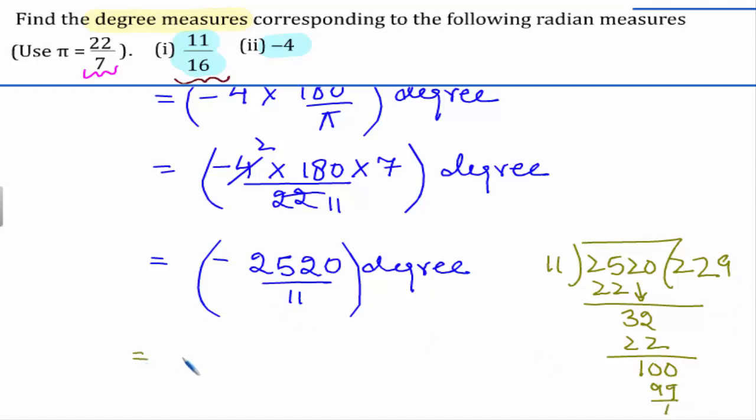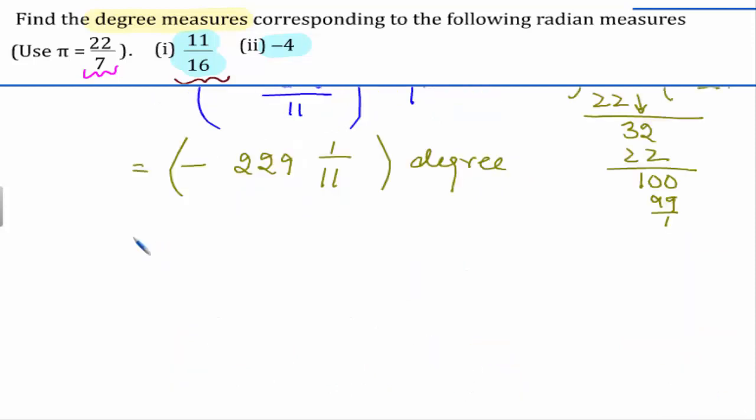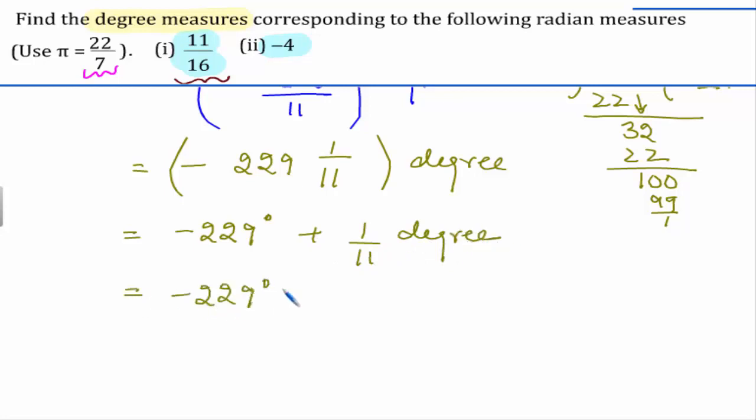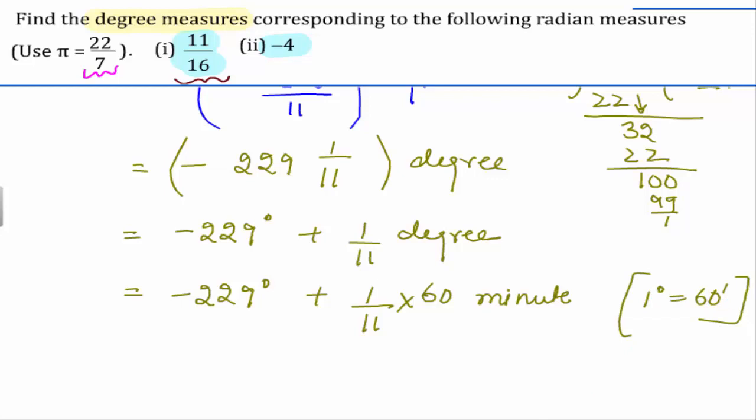Therefore this can be written as minus 229, then 1 upon 11 degrees, that is minus 229 degrees plus 1 upon 11 degree. This is equal to minus 229 degrees plus 1 upon 11 into 60 minutes, since we know that 1 degree is equal to 60 minutes, so this is equal to minus 229 plus 60 divided by 11.